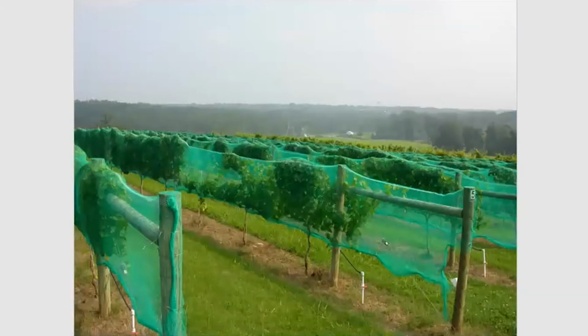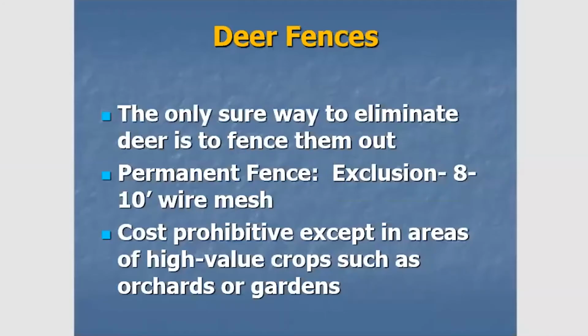And here are some examples of using netting, fencing, and other types of measures to deter certain species, in this case, birds from a vineyard. Fences are certainly an excellent way to eliminate damage from occurring, and in particular with white-tailed deer.